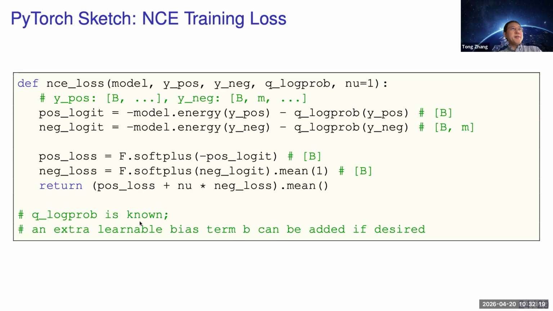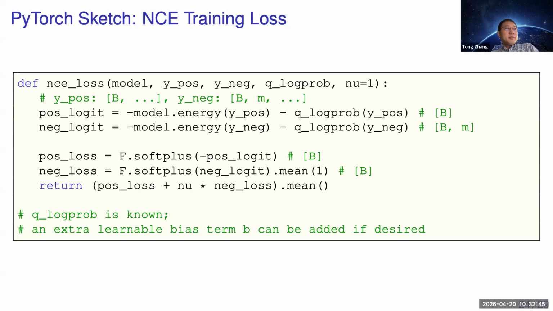Basically, that's about it. You can also write this in terms of BCE: BCE positive, BCE negative, that is, BCE with target 1 and BCE with target 0.